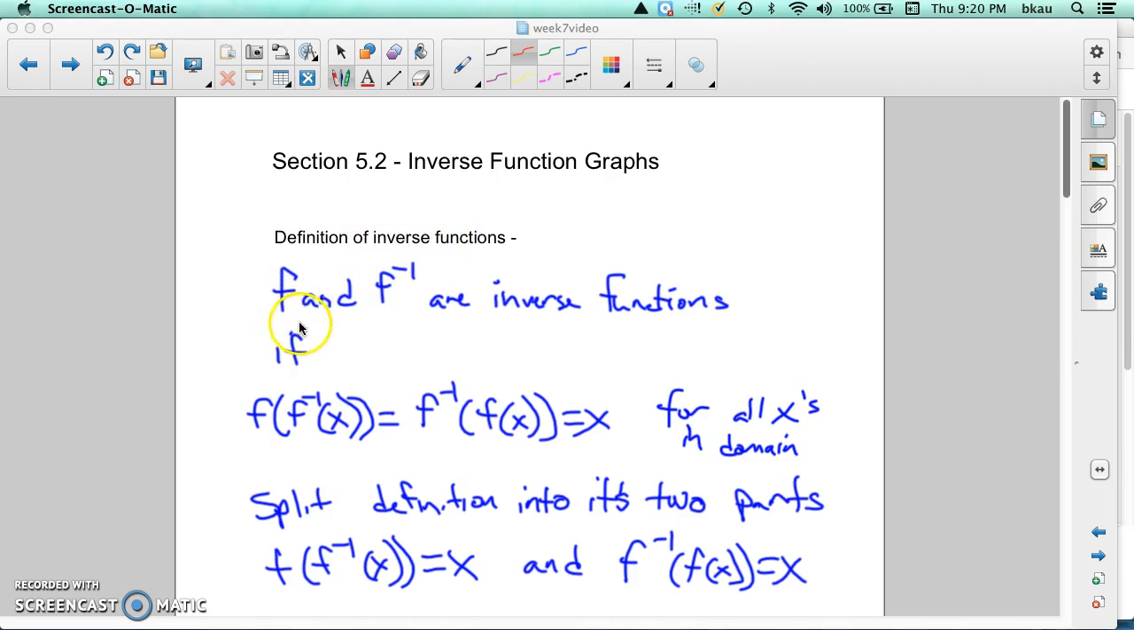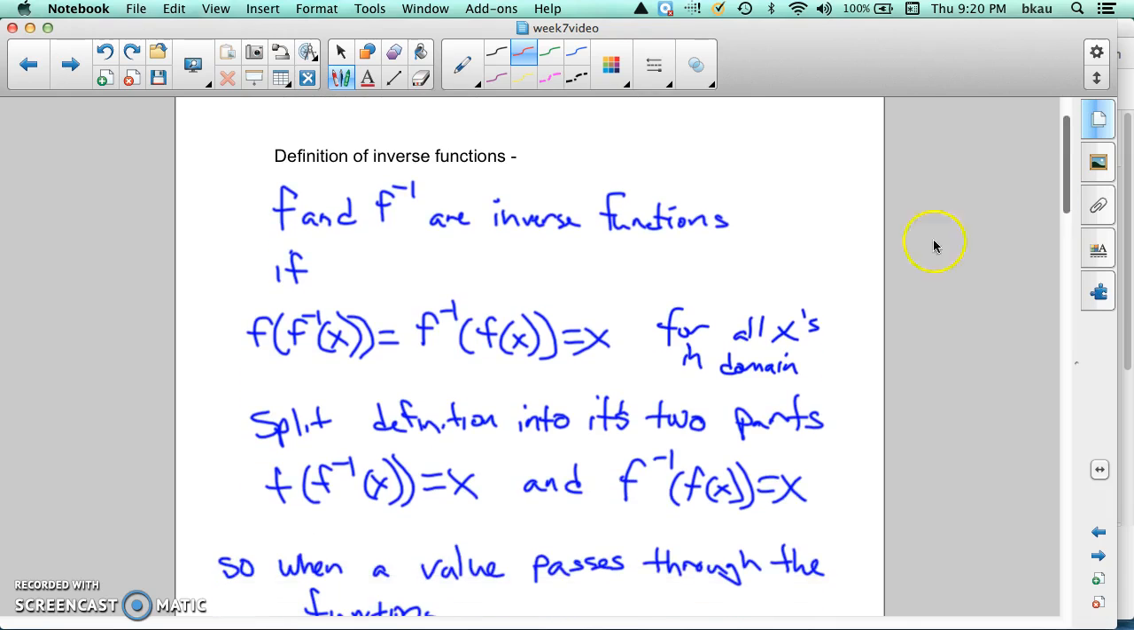That means that if f and f inverse are inverse functions, then if we evaluate f inverse inside of f, or if we evaluate f inside of f inverse, both of those evaluations will give us x. The best way to do this would be to split the definition into two parts. First, plug the inverse into the function and see that we get x, and then plug the function into the inverse and see that we get x. If this happens, then those two functions are inverses.